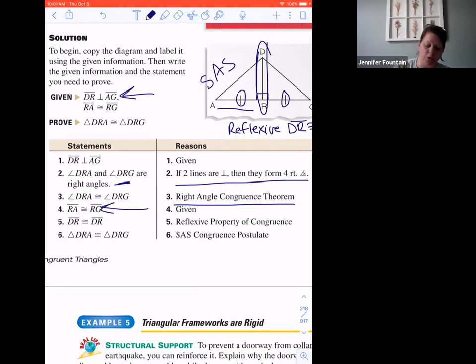Now back to RA is congruent to RG. That was my second part of my given. And so because of that, I also know that DR is the same as DR because of the reflexive property. Therefore, my triangles are congruent using side, angle, side.